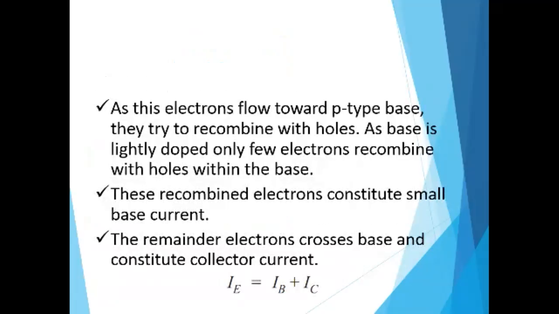Okay. Next, as these electrons flow toward the P-type base, they try to recombine with holes. As the base is lightly doped, only a few electrons recombine with holes within the base. So these recombined electrons constitute a small base current. The remaining electrons cross the base and constitute the collector current. So IE equals IB plus IC. That means the emitter current is equal to the base current plus the collector current.